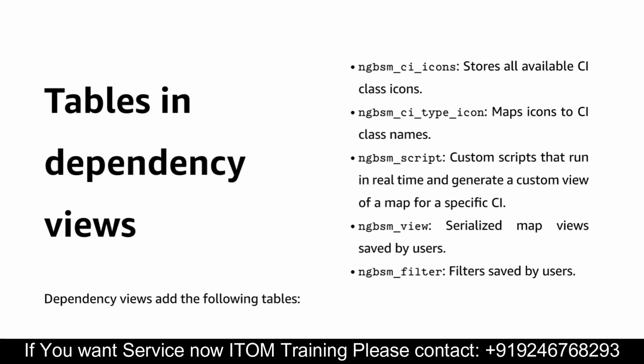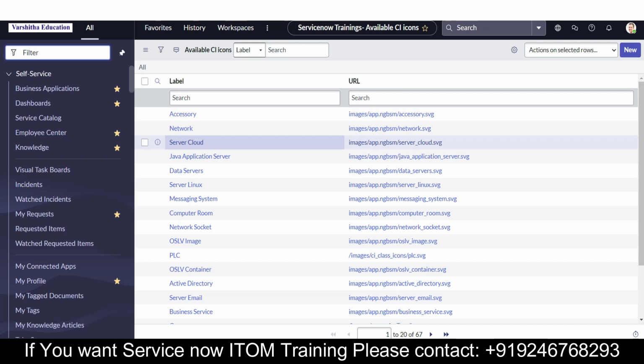And the next one is NGBSM underscore filters. Filters saved by users. For example, if any users save filters, those filters can be stored in the filter table. So these all depend on different types of tables.